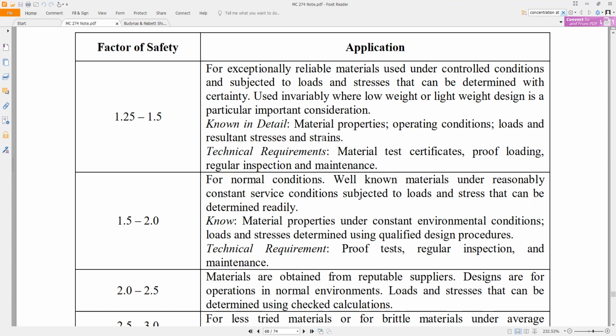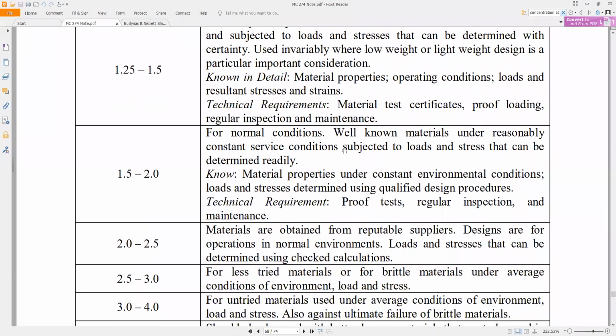Shown in detail: the material properties, operation conditions, loads, and resultant stresses and strains. Technical requirements like material test certificates, proof loading, regular inspection, and maintenance. So in such cases, if you have this factor of safety within this range, though it's low, it's okay.